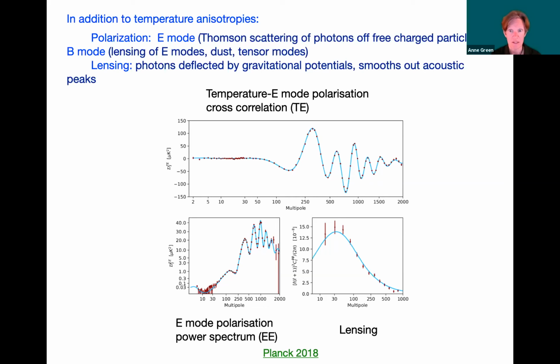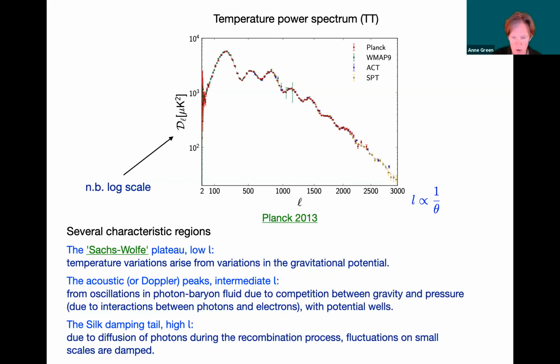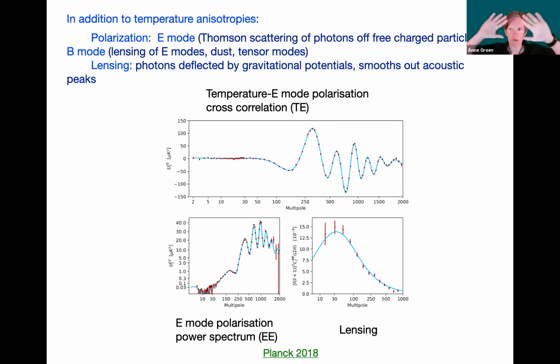And then finally, as I mentioned, the photons get lensed as they pass the gravitational potentials. It smooths out the fluctuations in the acoustic peaks, but it turns out that this is a good thing. It gives us another handle for pinning down things more accurately. What I showed you before is the temperature power spectrum, temperature correlated with itself. Here at the top, we've got the cross-correlation of temperature and E-mode polarization, which is now measured incredibly accurately by Planck. Also the power spectrum of E modes, and then the power spectrum of the lensing.